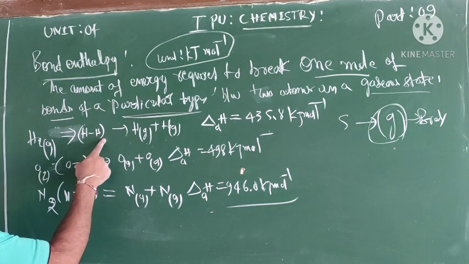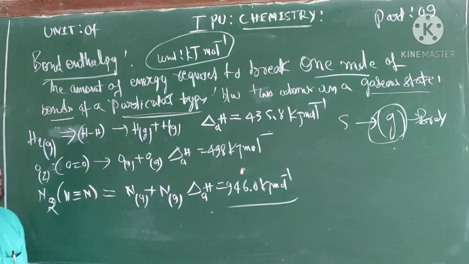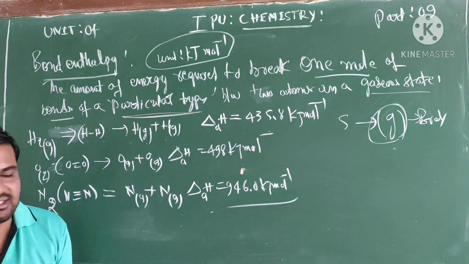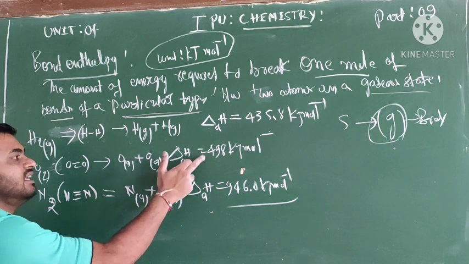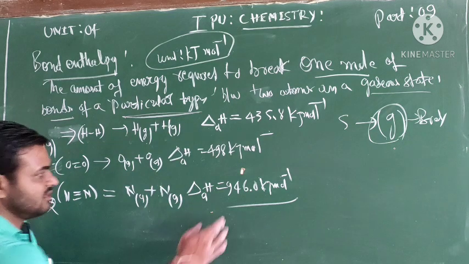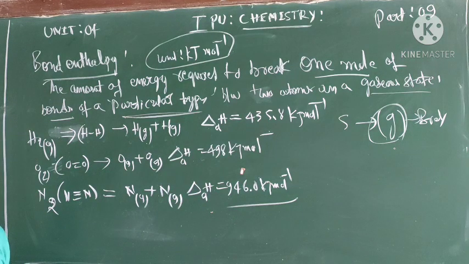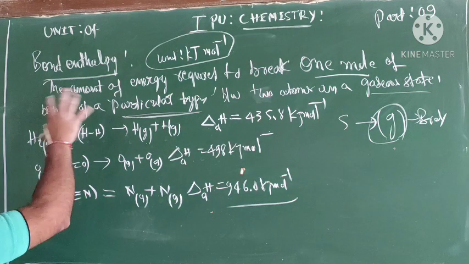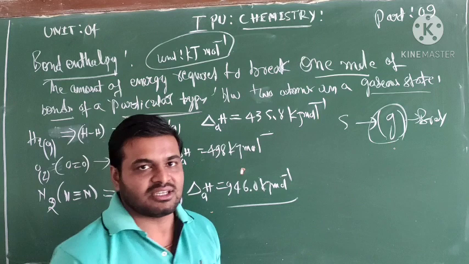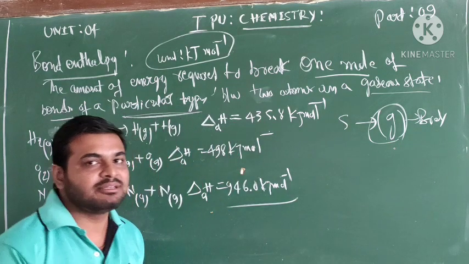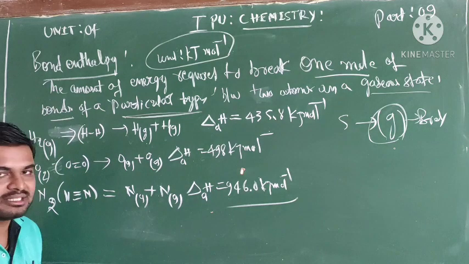This is a single bond, and its value is 435.8. This is a double bond, and it is higher than the single bond value. This is a triple bond, and it is higher than the double and single bonds. The values are 946, 498, 435.8. So the bond enthalpy increases depending on the number of multiple bonds, and the molecule having the triple bond has the highest.